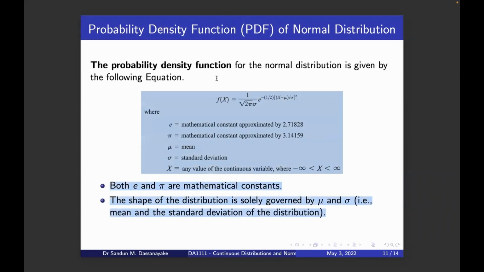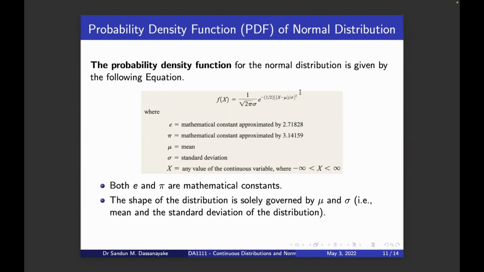So this is the function. The probability density function for the normal distribution is given by this. Sorry, is it the function for any normal distribution? Yes, it's the function for any normal distribution. The probability density function for the normal distribution is given by this equation: 1 over square root 2 pi sigma e to the power negative half x minus mu divided by sigma square. So this is the function for any normal distribution.